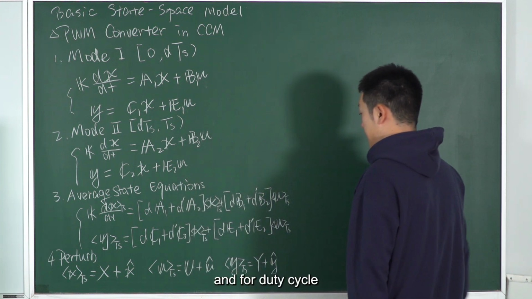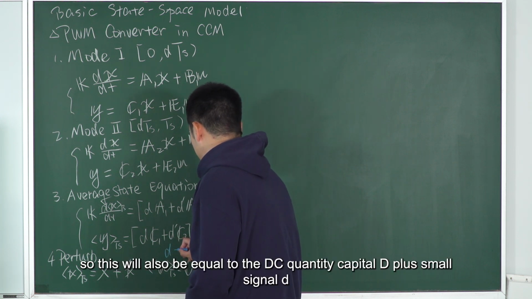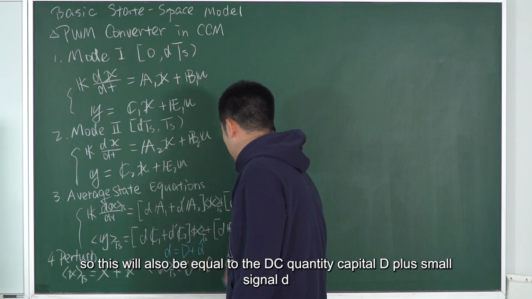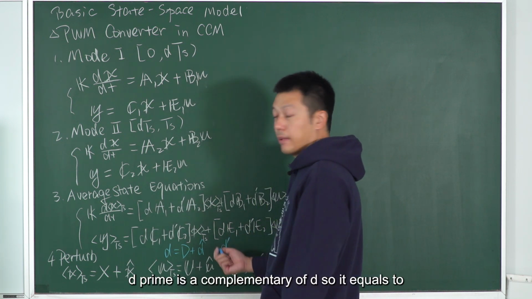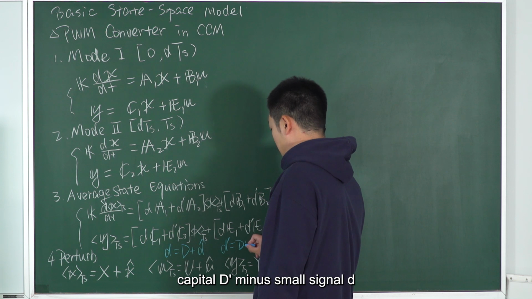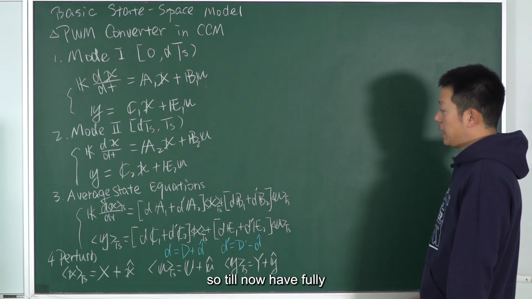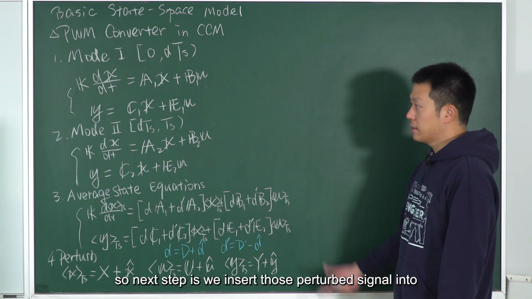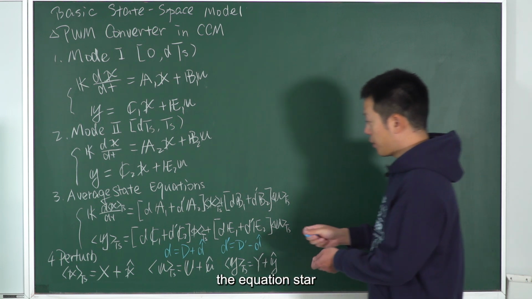And for the duty cycle, this will also equal the DC quantity, capital D, plus small signal d. And also D prime. D prime is the complement of D, so it equals capital D prime minus small signal d. So till now, we have fully perturbed all those quantities in the averaged state equations. Next step is we insert those perturbed signals into the equation star.